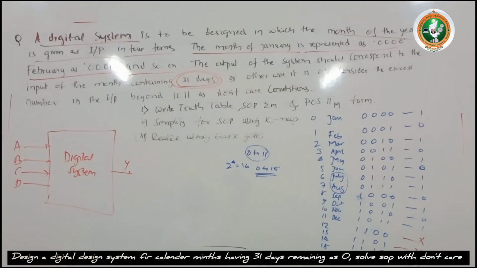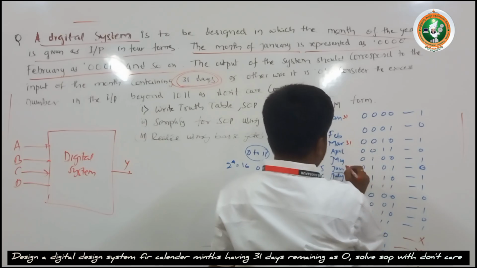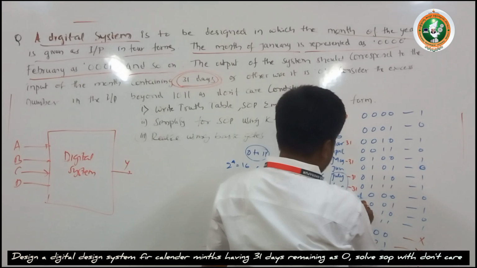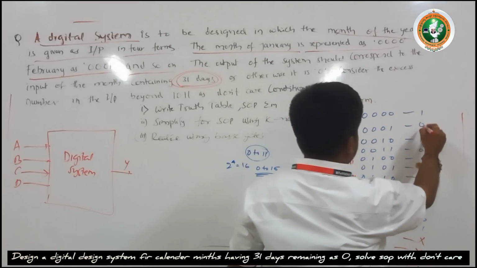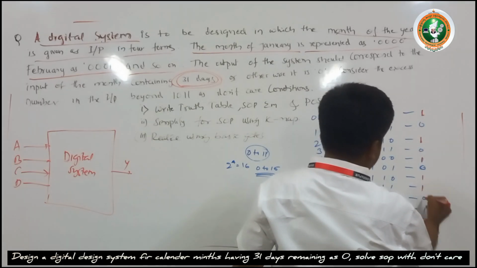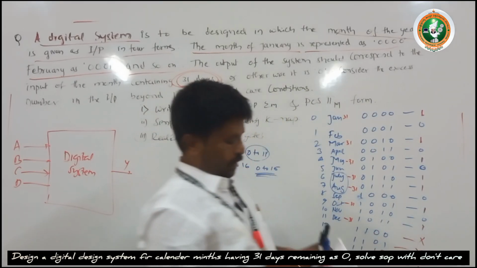How to write this? We have already seen it in the last class. January is 1 because of the 31 days. March has 31 days. May has 31 days. July has 31 days. August has 31 days. October has 31 days. December has 31 days. These are considered as 1 only. As you already saw, 1 is here, 1 is here, and so on. The rest remain as don't care.